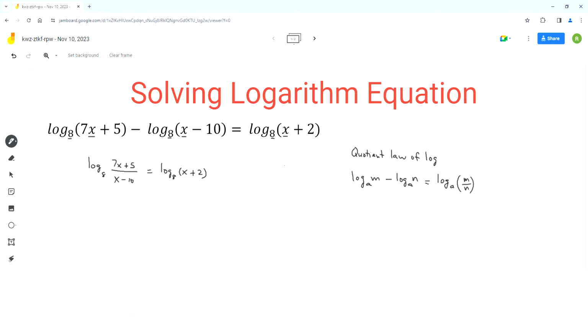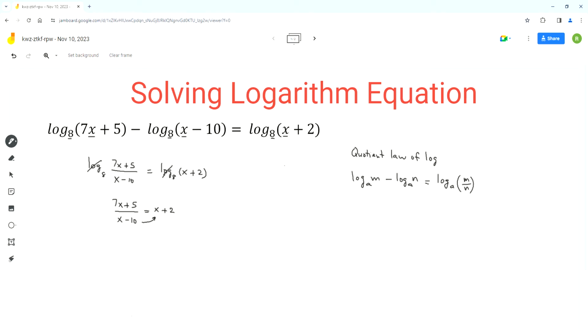Now we see that both sides of the equation have a log term with the same base. We can get rid of the logs here because the logs have the same base, and we can rewrite our step as just the terms. So 7x plus 5 over x minus 10 equals x plus 2. Now that we have gotten rid of the logs, we can just solve it like a regular algebraic equation to isolate the variable x. So the first step is to cross multiply the denominator.